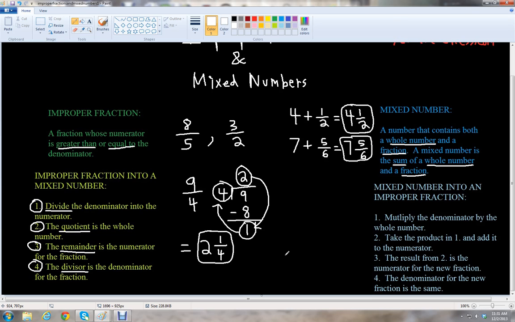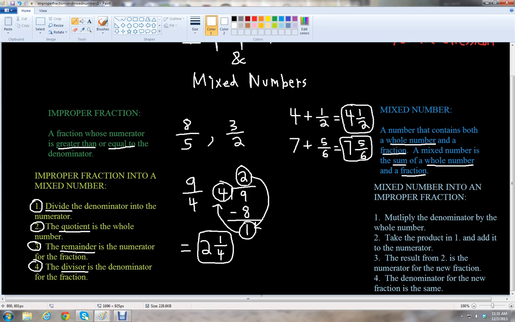So 9/4 equals 2 and 1/4. So let's briefly review what we just did. The first thing we did was we divided the denominator 4 into the numerator 9. We did 4, it goes on the outside, that's the divisor. The 9 goes on the outside, that's the dividend.